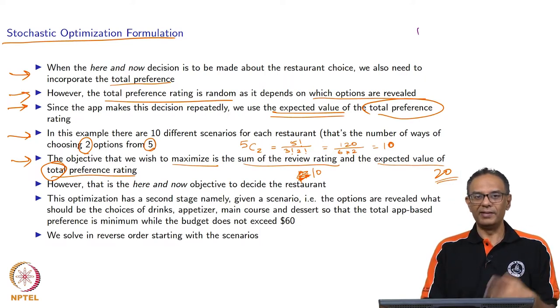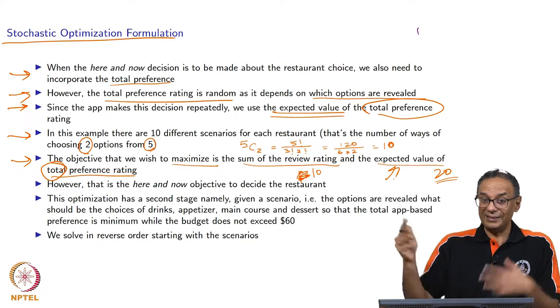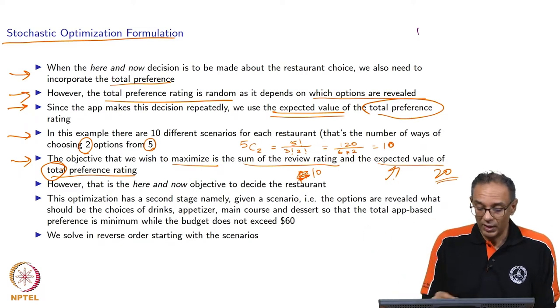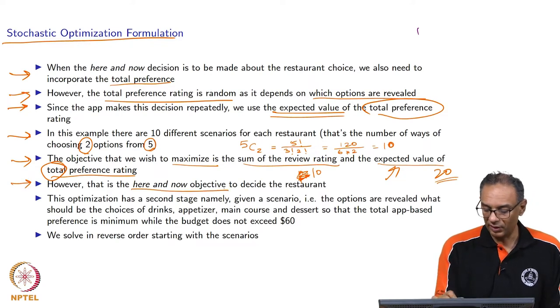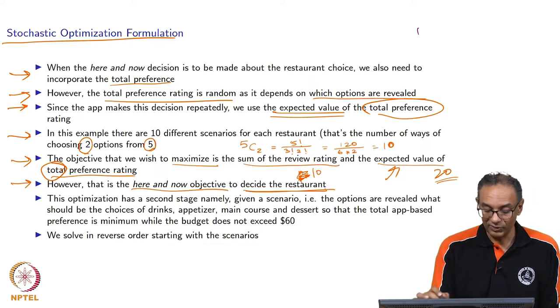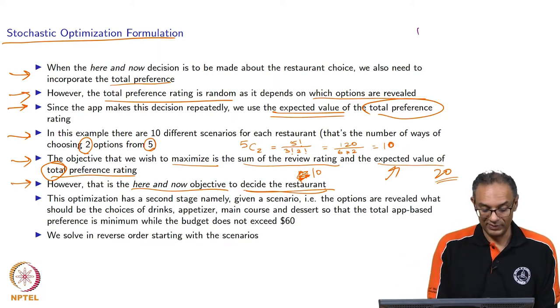On the other hand, you might think, well, I know what I like and what I don't. I don't really care what the other people think, so I might give a lot more weight to this guy. So, that's completely up to you. Okay? Now, turns out that in the here and now decision that we talked about, we have to decide the restaurant, but for that, we're going to incorporate an expected value of the preference rating.